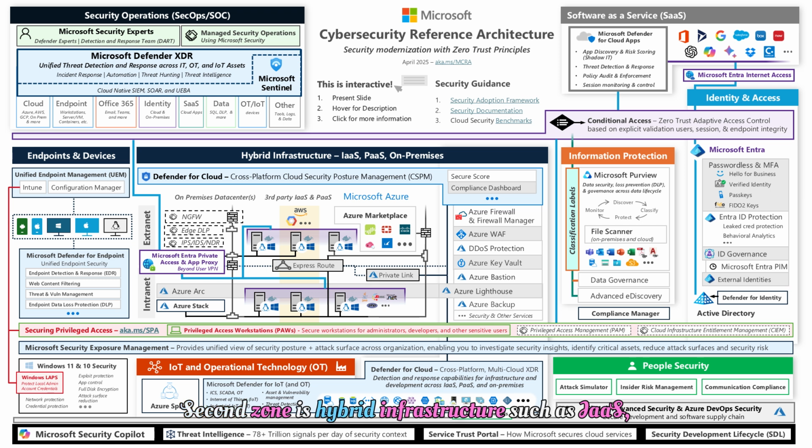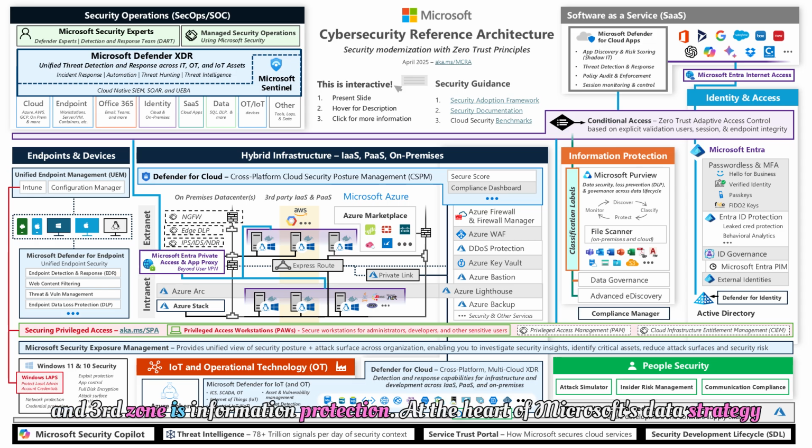Second zone is hybrid infrastructure, such as IaaS, PaaS, on-premises. This area integrates Microsoft Defender for Cloud to provide CSPM, which is Cloud Security Posture Management, and XDR across Azure, AWS, and on-prem environments. You also see network protection layers like Azure Firewall, WAF, Key Vault, and Private Link. Connections between environments are protected using ExpressRoute and Azure Arc, enabling hybrid visibility.